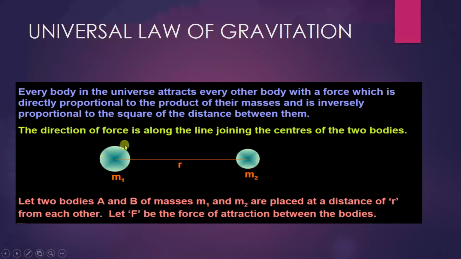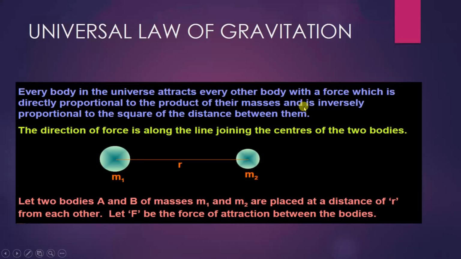This force has certain properties. Number one, this force is directly proportional to the product of their masses. Whenever there are two objects, there is gravitational force, and that force is directly proportional to the product of the masses. If we multiply the masses, then that force will be proportional to that. Means the more the masses, the more will be the gravitational force.